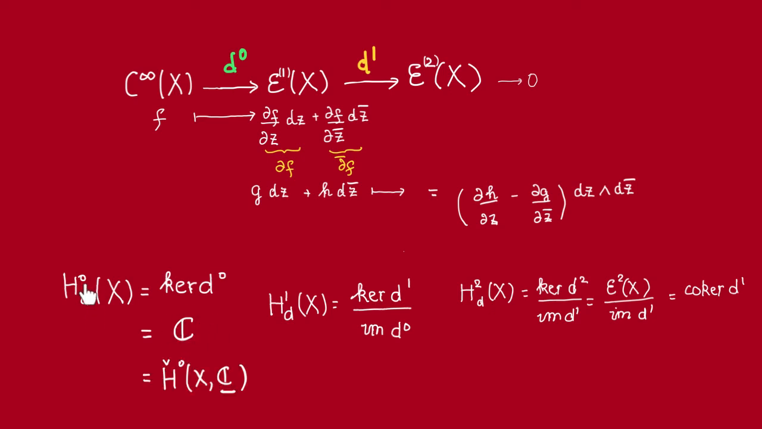So we already see that the de Rham and the Čech cohomology agree in degree 0. In the next video, we're going to show that they also agree in degree 1 and 2.